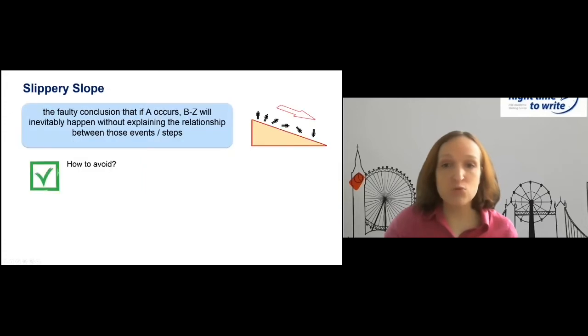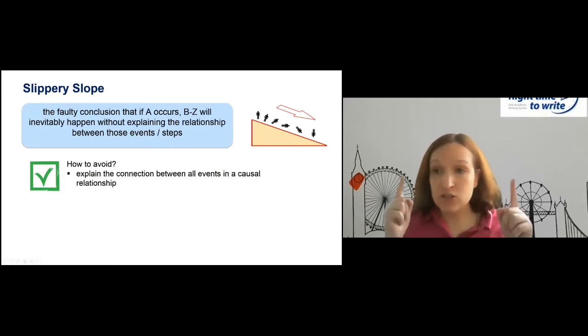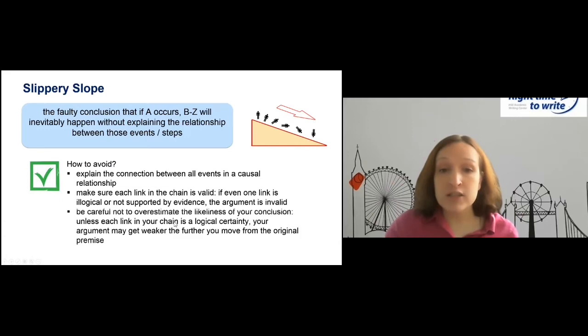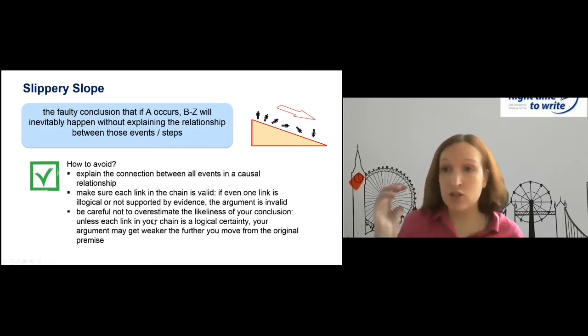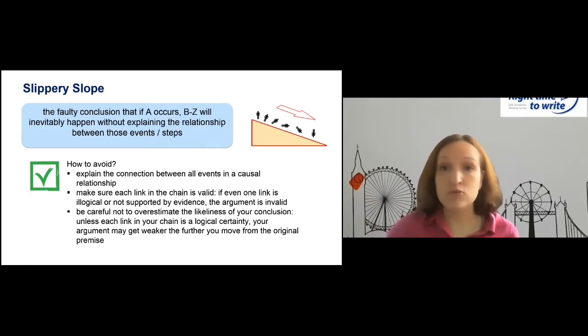So this is the definition. How can we avoid it, or how can we help other authors, for example our students, not to commit this fallacy? What strategies are there? As usual, explain the connection between all the links of your chain of logic. And make sure that each link is valid, because even if one link is illogical or not supported by evidence, the argument is invalid. And of course, it's better to avoid such chains of reasoning, like this will happen, and then this will happen, and finally we will come to that. We shouldn't overestimate the likeliness of our conclusion, so we cannot claim that the final result is a certainty.